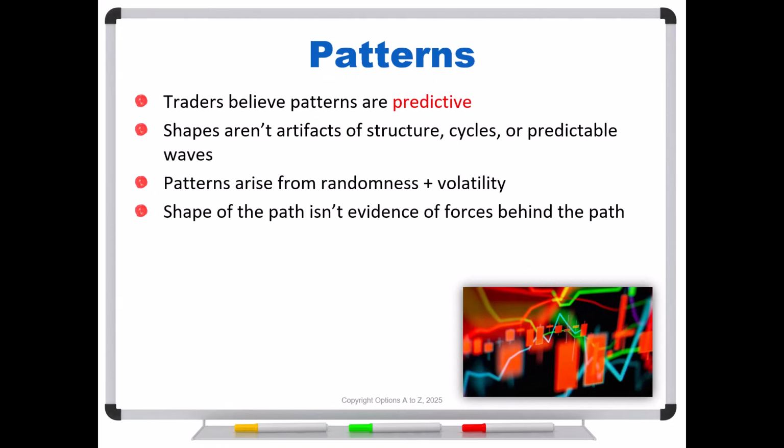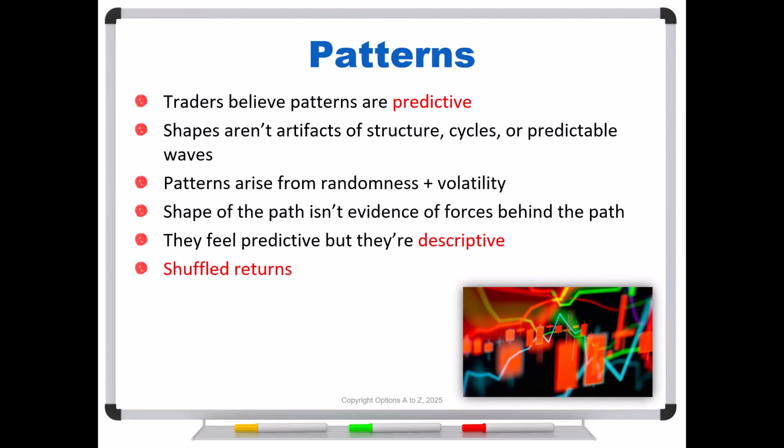So the first thing to understand is that the shape of the path isn't evidence of forces behind the path. Those are simply stories. People say, "Oh, sure, well, it did this because of that," or "it did this because it was follow through," or "it did this because it had to fill the gap." Those are just descriptors of what happened. They feel like they're predictive, but they're just descriptive. That's all it is. So there are a couple of ways I want to show you why these patterns are simply descriptive and not there because of some economic force. One is, as I mentioned before, shuffled returns, and number two is looking at real versus fake.